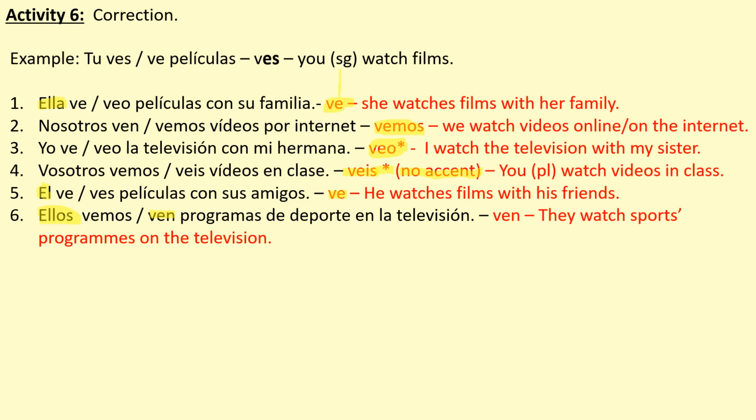You hopefully remembered deporte from when we were saying hago deporte, when we're talking about other free time activities. Just note the different word order in Spanish. They say programs of sport, whereas of course in English we put the adjective first. So pause your video if you need to make any changes.